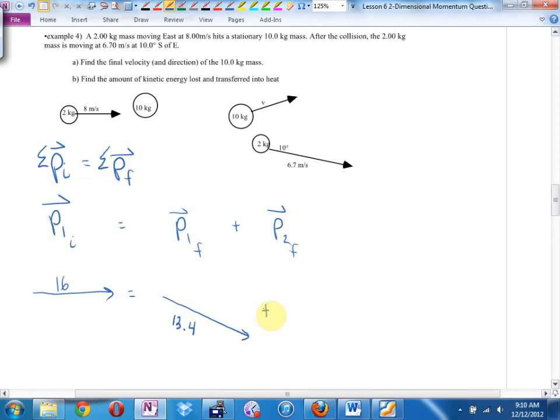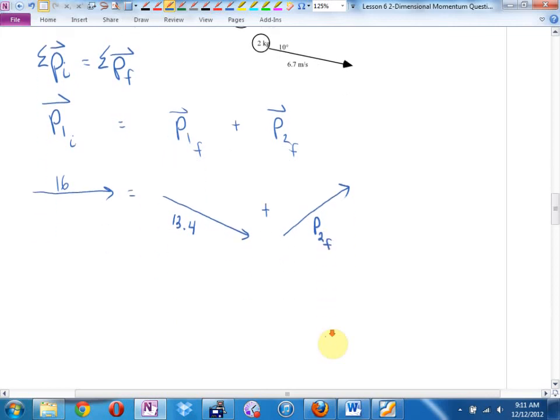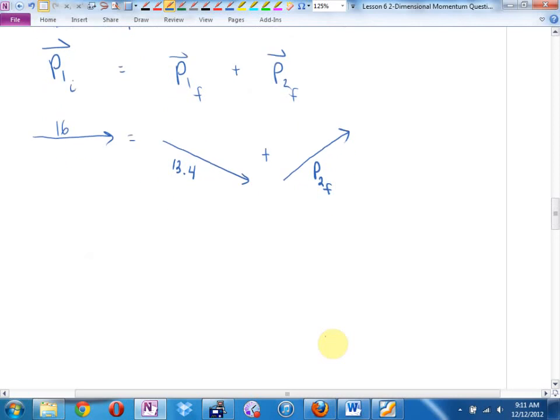The second velocity, the second momentum, I don't know what its magnitude is, but I know what it looks like from the picture. Yoink. Yes? And this is going to be momentum of object 2 final, the mystery momentum. How do I add 2 vectors together? Now, where do I have 2 vectors on the right-hand side of my little equation? Yes? I'm going to draw those tip to tail.